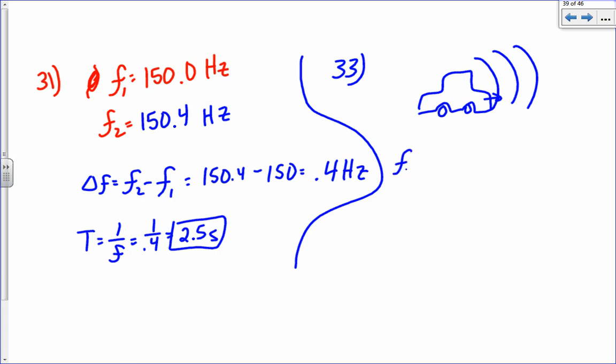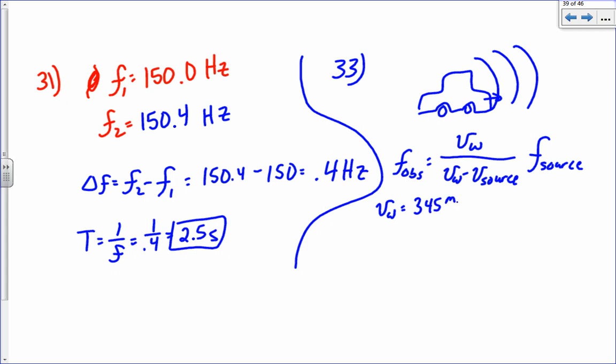This is on your equation sheet, but the observed frequency is equal to the ratio of the velocity of the wave over the velocity of the wave minus the velocity of the source, times the frequency of the source. All right, so the velocities were given here. Problem number 33. The velocity of the wave is 345 meters per second. There are some examples in your book as well on this. And then the velocity of the source, this was a jet, was 1,000 kilometers per hour.